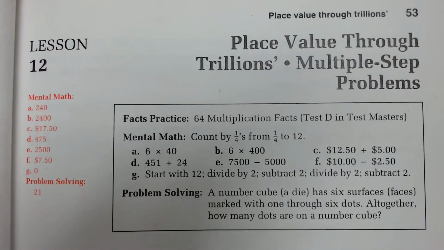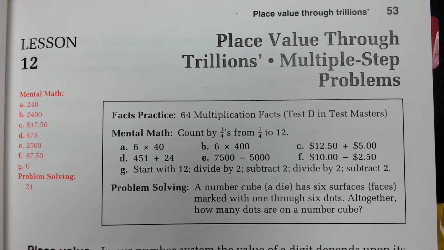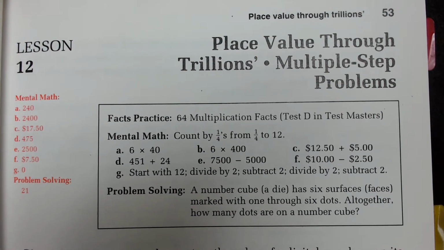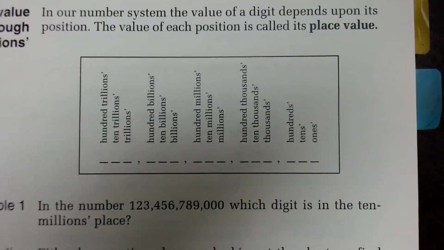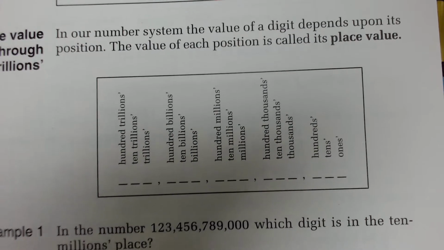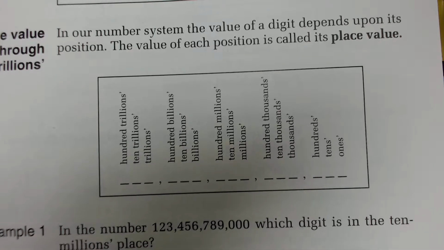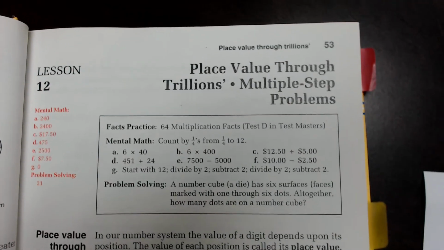Math 76, Lesson 12, Place Value Through Trillions, Multi-Step Problems. So this video is going to focus on multi-step problems. Place value through trillions, I cannot speak properly today, can be found on page 53. So if you're having trouble on that, turn in your book back to page 53. You've got this great little chart right here that will explain it for you. That is also something we'll be going over in class.